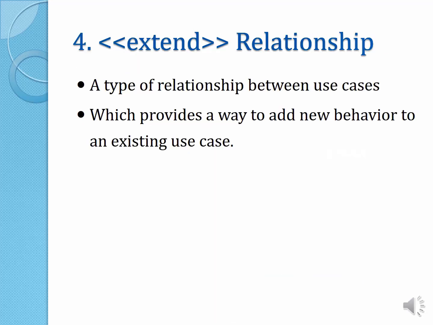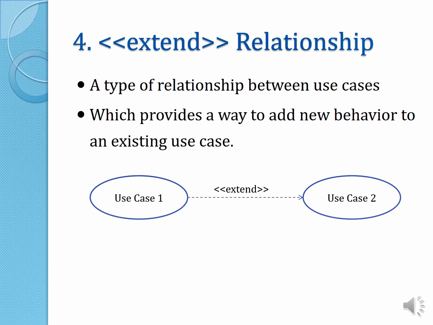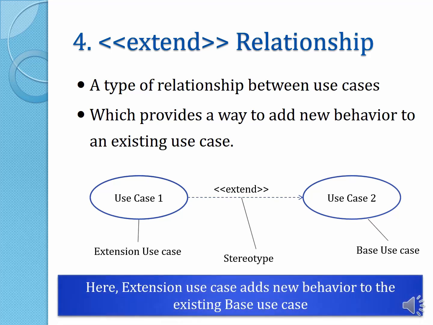The next one is the extend relationship. Unlike include, the extend relationship is used when we want to add some extra behavior only under certain conditions. For example, imagine you are using an ATM and the basic use case is withdraw cash. Now suppose your account balance is low and the system displays an additional warning message. This warning is not shown every time. It appears only under some specific conditions. That is the example of the extend relationship.